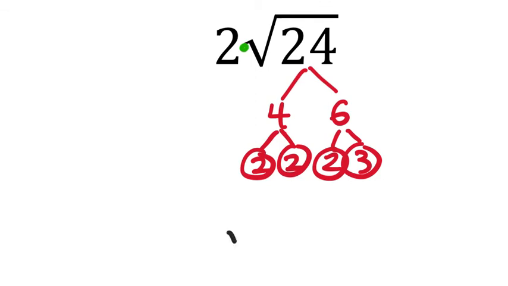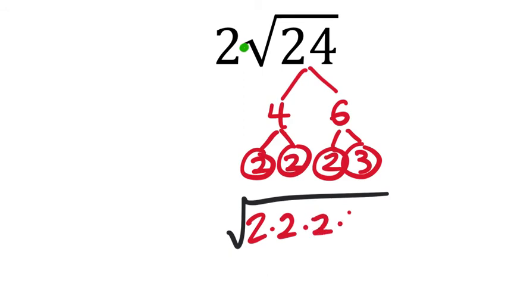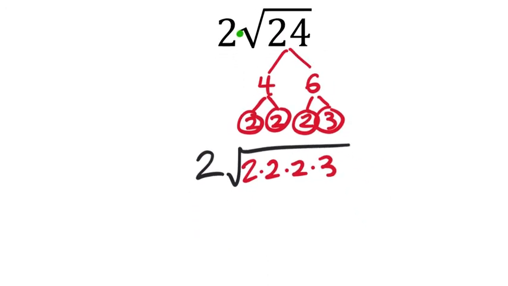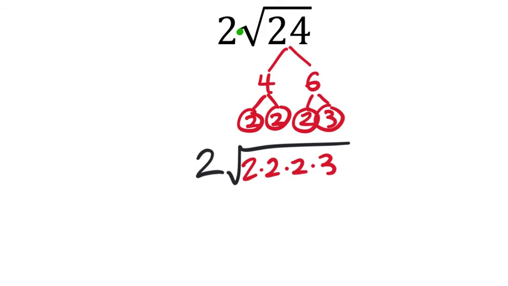So instead of this being the square root of 24, I'm going to show it as 2 times 2 times 2 times 3. And if you're still not sure that we can do that, of course we can do that. I didn't change the value of anything. I just changed the way that it looks, that's all. Because 2 times 2 times 2 times 3 is 24.